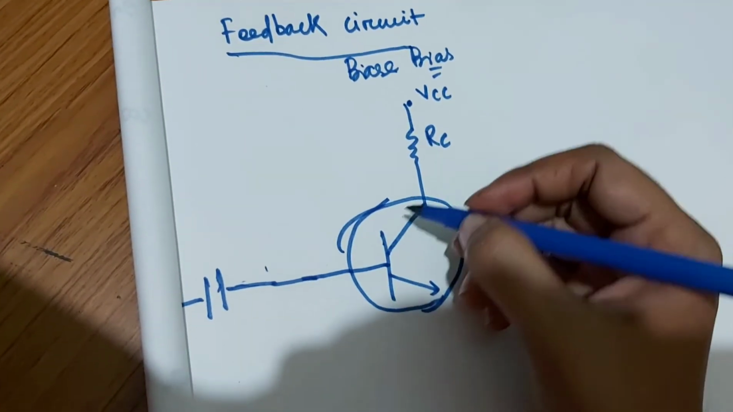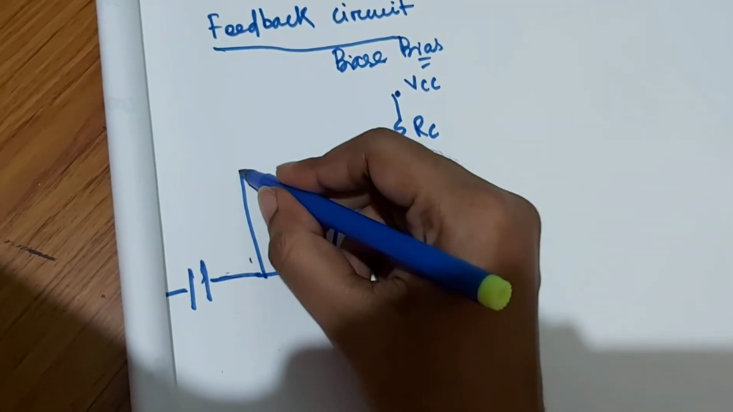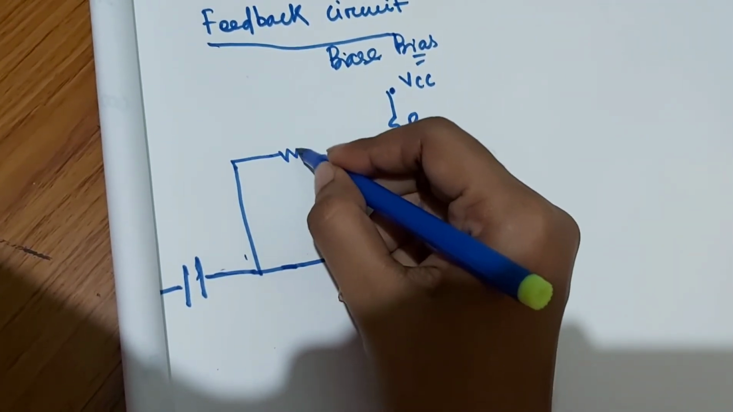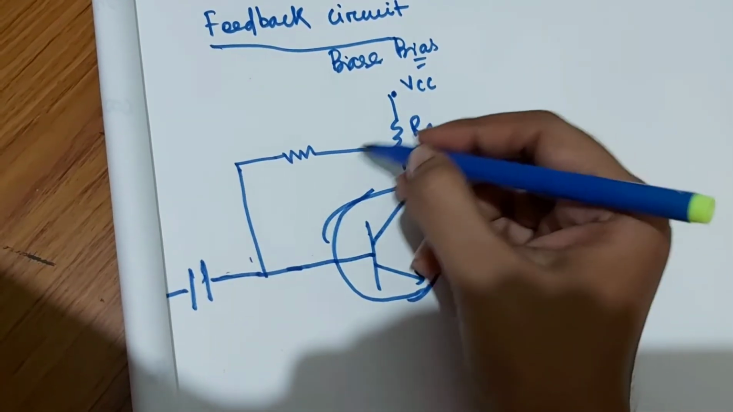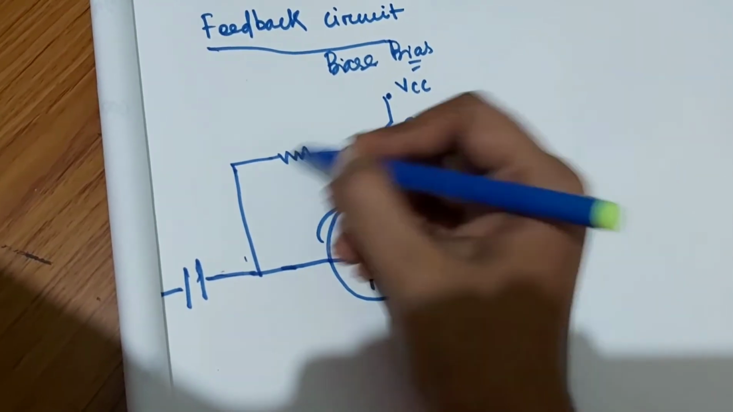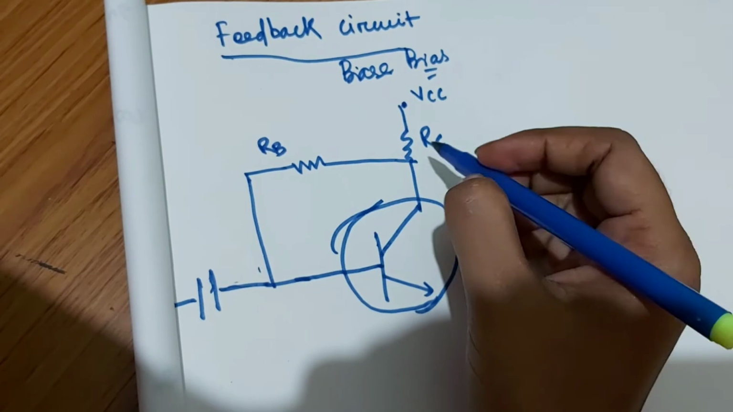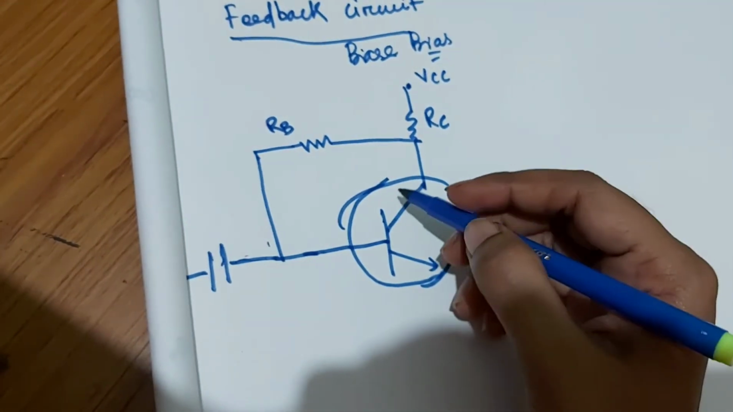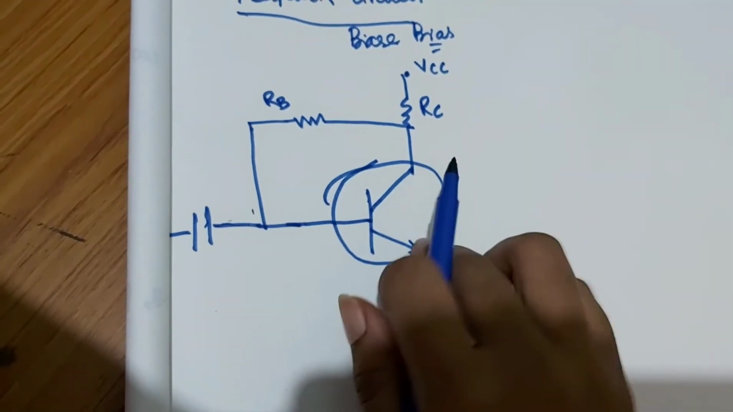In this case, we use a resistor, known as the feedback resistor, between the collector and the base. This is known as base biasing. We use this RB, the base resistor, between the collector and the base. This is the feedback circuit.